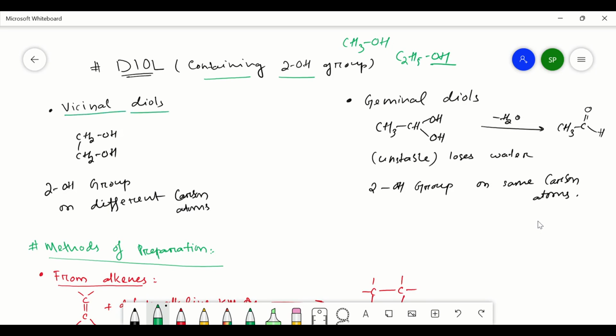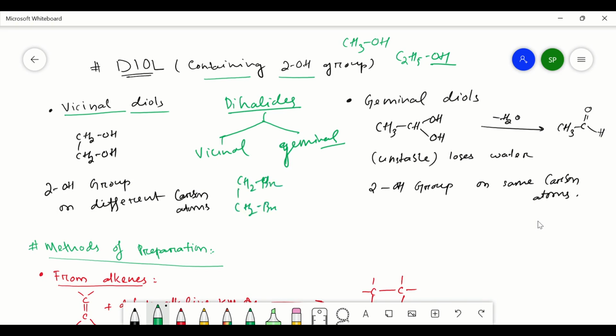Similarly for alkyl halides, there are dihalides. There are two types of dihalides: one is vicinal, one is geminal. Vicinal means the two halogen atoms are connected to two different carbons, like dibromoethane, CH2Br-CH2Br. This is a vicinal dihalide. If you consider a geminal dihalide, that means two halogen groups are connected to a single carbon atom. That is called a geminal dihalide.